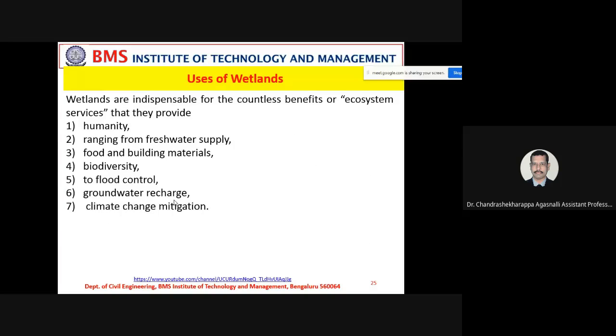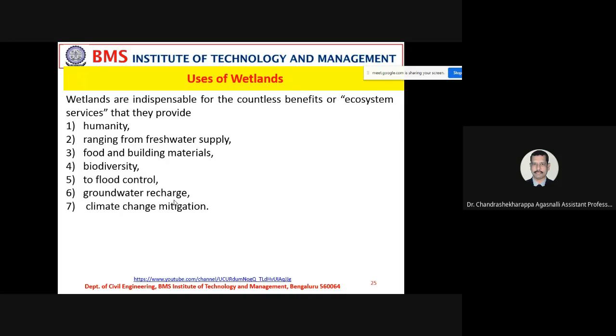So what is the use of the wetlands? Do you really require the wetlands? What is the benefit for the survival of plants and animals, and also for human life? Wetlands are indispensable for their countless benefits. There are any number of benefits from the wetlands. They serve the community, ranging from fresh water supply, food and building materials, to biodiversity, flood control, and groundwater recharge.